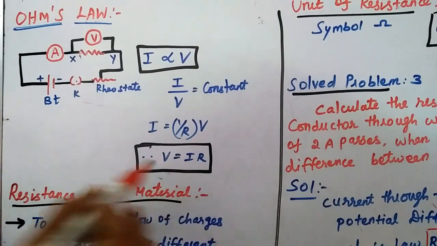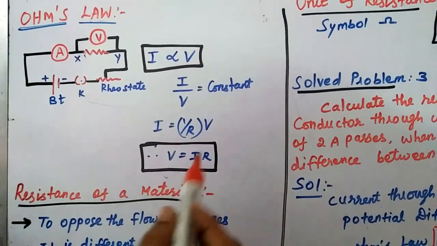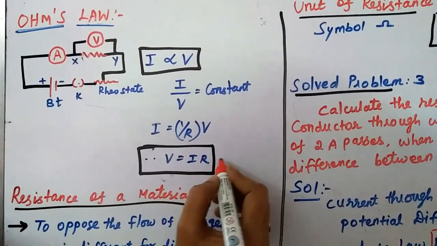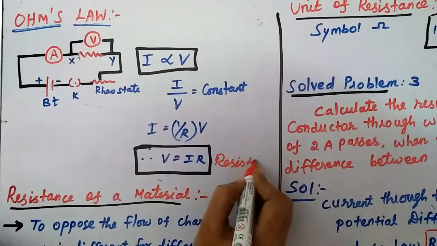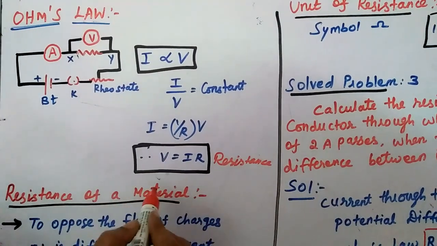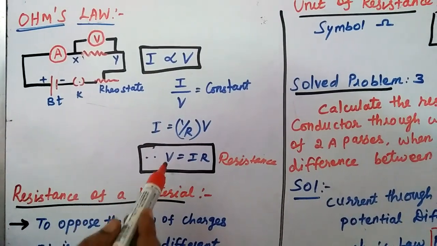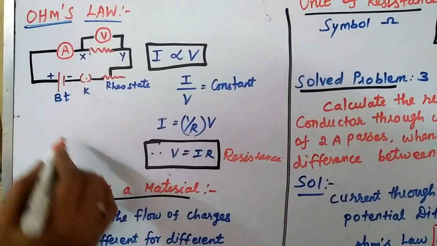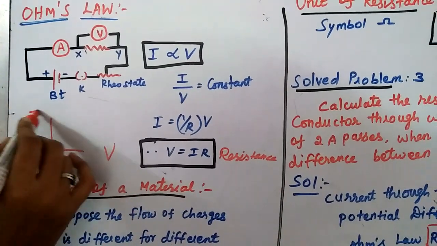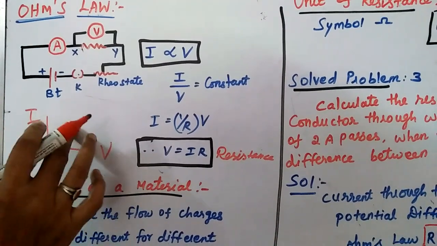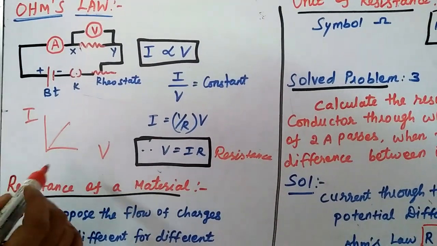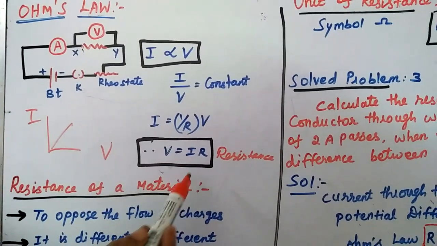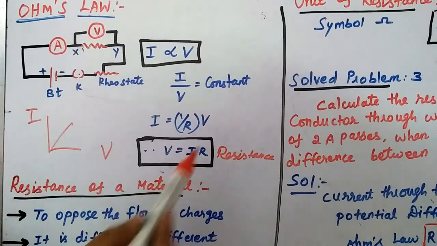Here R is the constant for a given material at a given temperature and is known as the resistance of the material. Since the potential difference V is proportional to the current I, the graph between V and I is a straight line. So for a conductor, this is Ohm's law. If the voltage increases, the current also increases. This R is the constant. This is Ohm's law.